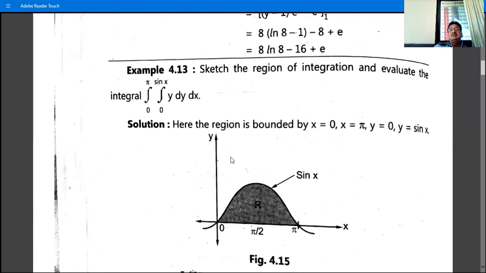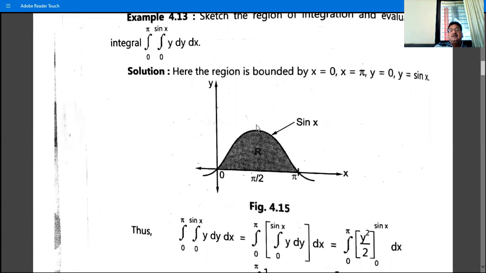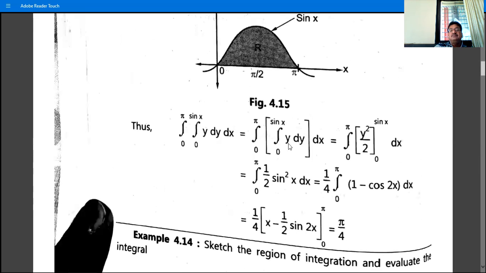Here, only sketch the diagram and evaluate. The diagram is this, the region of integration is this, and now integrate with respect to y first. So it's y square by 2, because the limit of y is in terms of a variable. We cannot change the order of integration without changing the limits. If we have to change the order, we have to change the limits, because the limits are not constants. The limit of y is in terms of a variable, so integration with respect to y first is necessary.